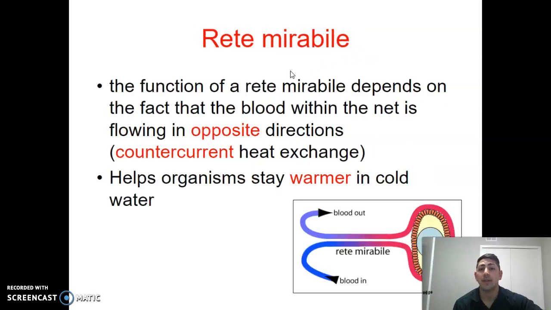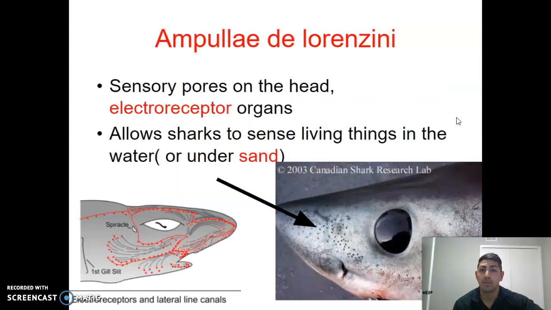Next, we have the rete mirabile. The function of the rete mirabile depends on the fact that the blood within the net is flowing in the opposite direction. This means that it has a countercurrent heat exchange. So this helps the organism stay warmer in colder water. Most sharks are ectothermic, meaning that they reflect the temperature of the water that they are in, although not all sharks do that. So they have a rete mirabile that helps them stay a little bit warmer and more active, essentially.